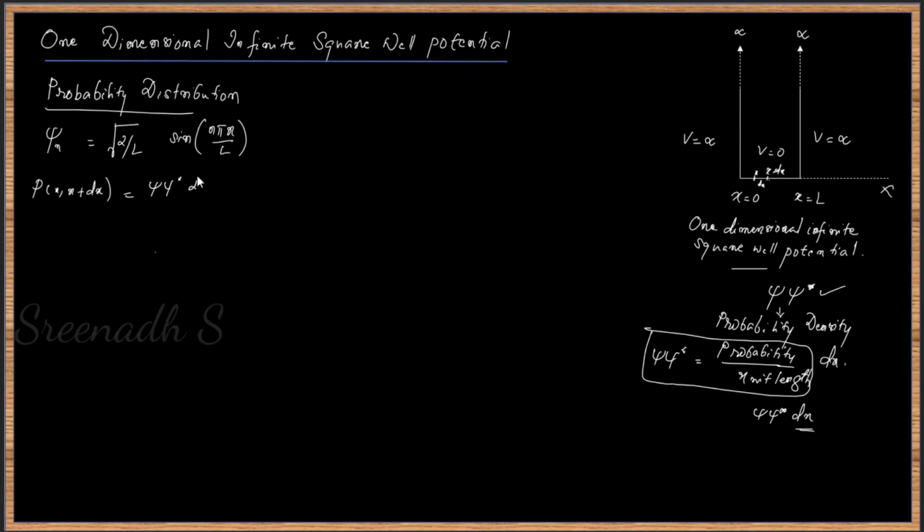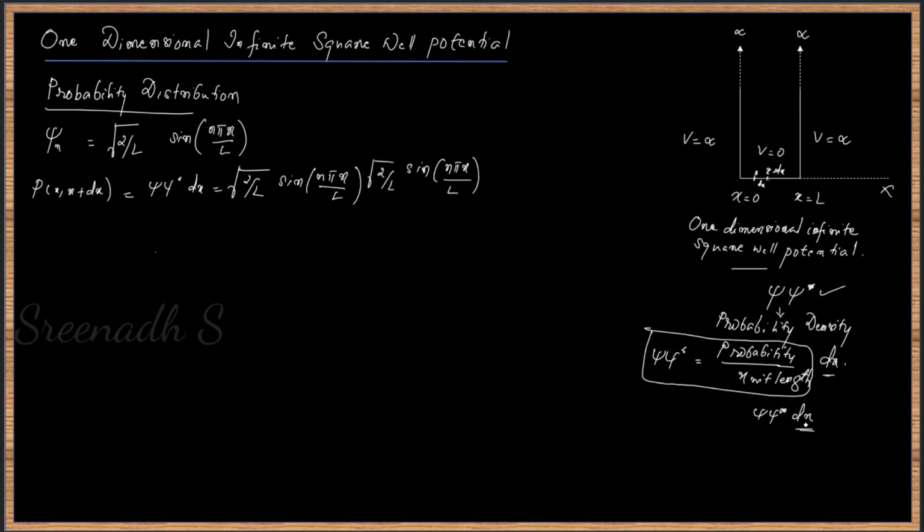What is psi? Square root of 2 by L sine n pi x by L, times square root of 2 by L sine n pi x by L. So for unit length the probability is psi star, and for dx length, that is psi star dx.